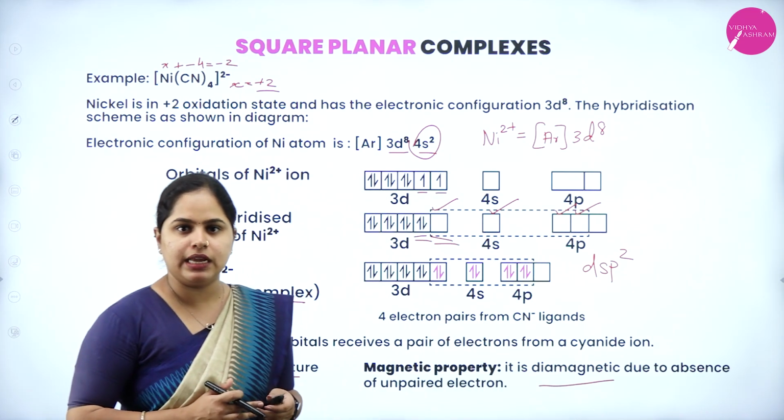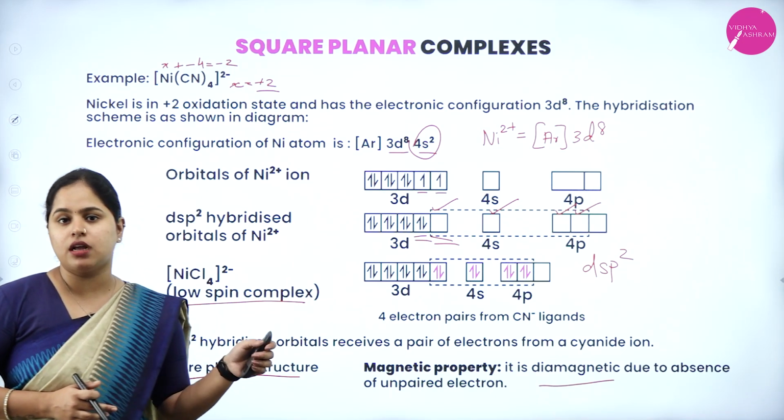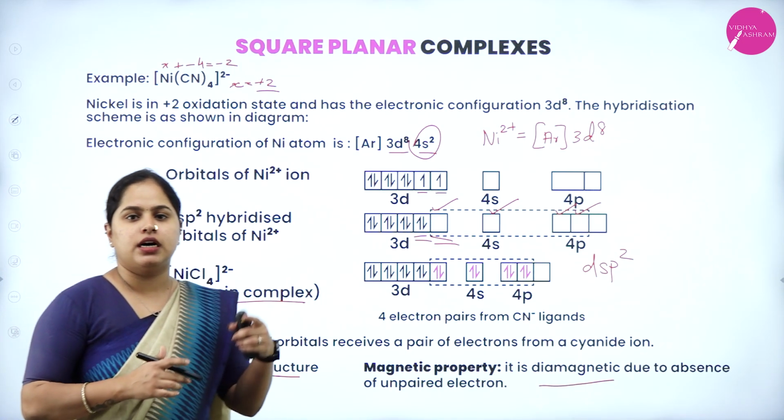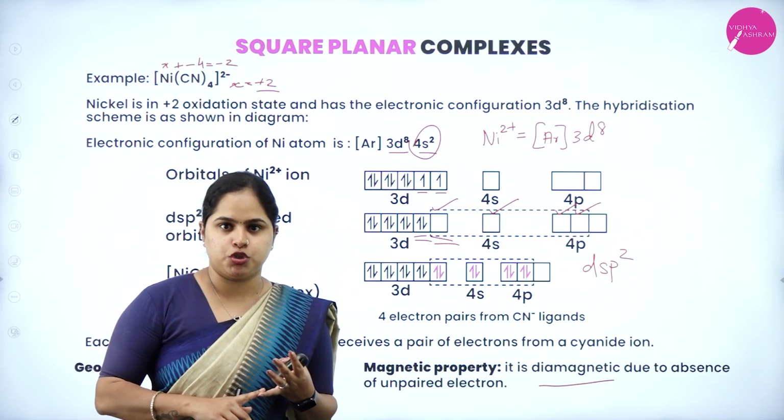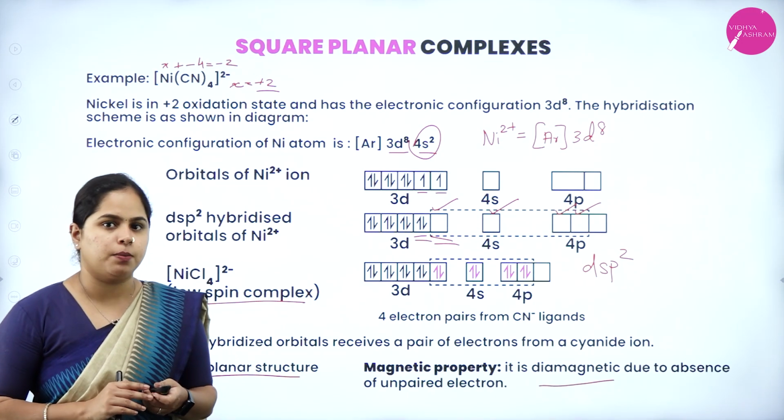VBT is completely clear for you. So, these 4 examples are very important. That is sp3d2, d2sp3, sp3 and dsp2. Okay, so I hope these 4 examples are clear for you.